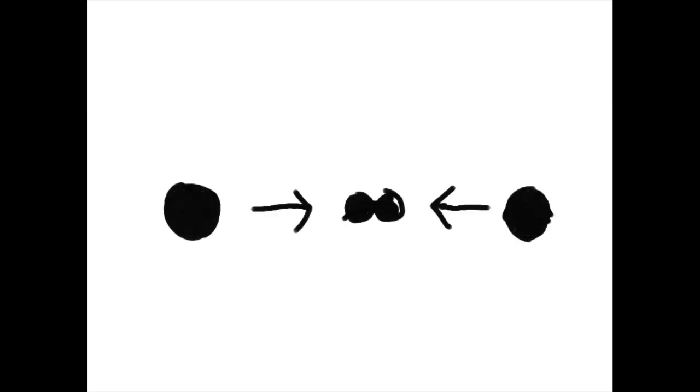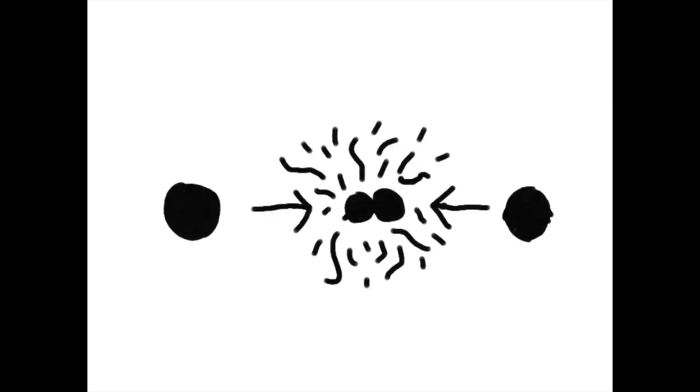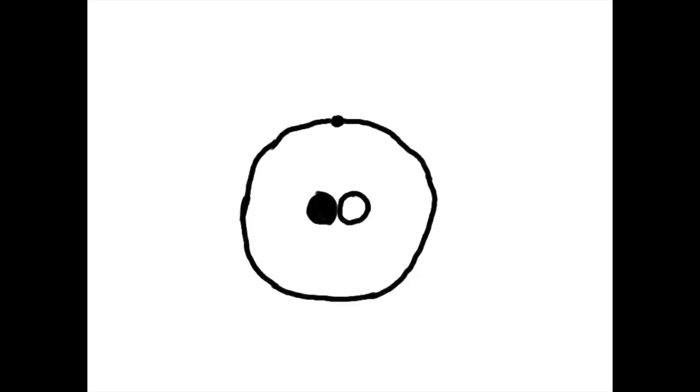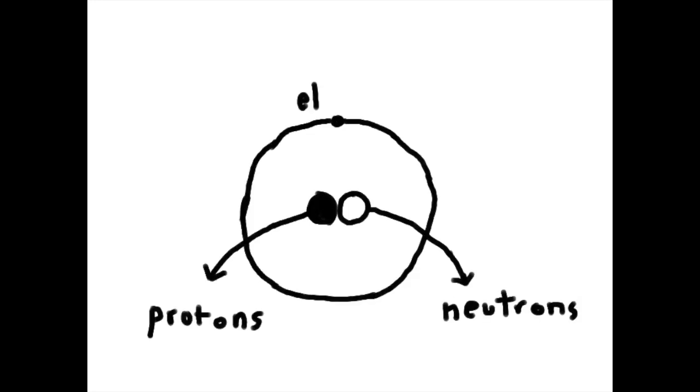But how do all these atoms combine and bond with each other? An atom is made up of three different subatomic particles: protons, neutrons, and electrons. Protons and neutrons combine to form the nucleus while the electrons revolve around the nucleus. The protons are positively charged while the electrons are negatively charged.